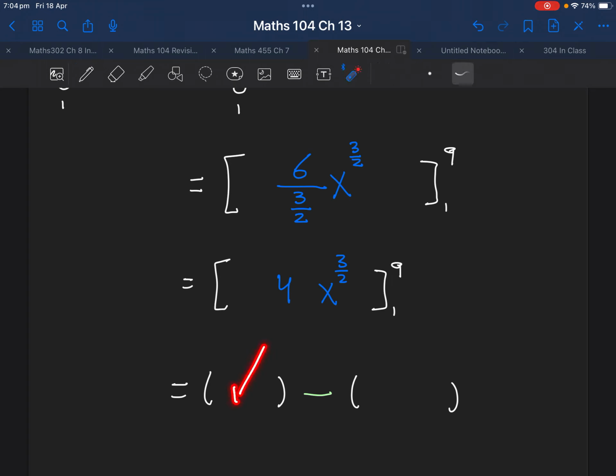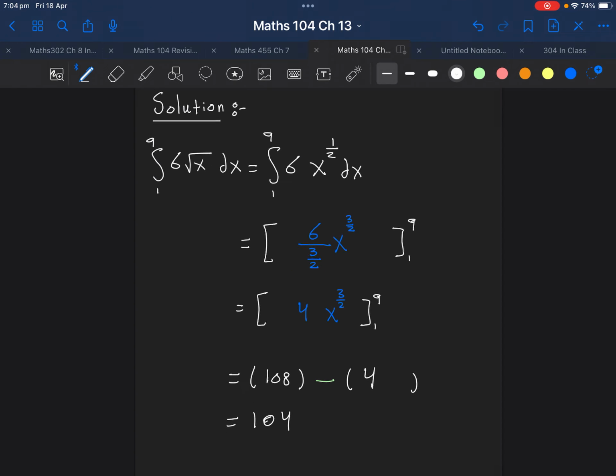How do I find the first number? Which way I put it here? Substitute 9 here, and see how much you get. You get 108. If you substitute 1, you get 4. The final answer is 104.